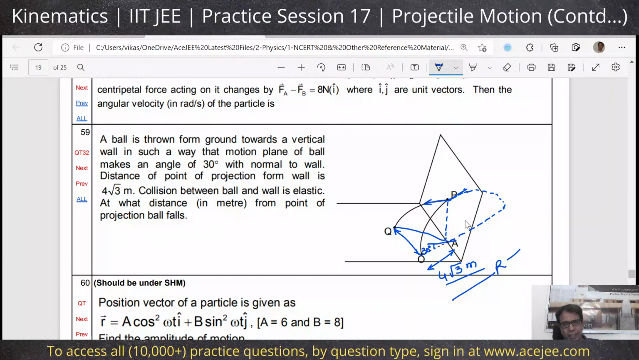And if you think about the AQ, what angle does it make with the normal to the wall? It should make the same angle as the OA, because that all depends on the horizontal velocity.